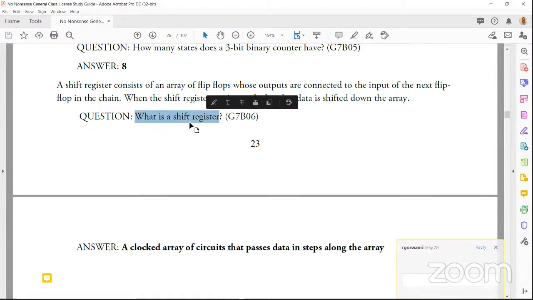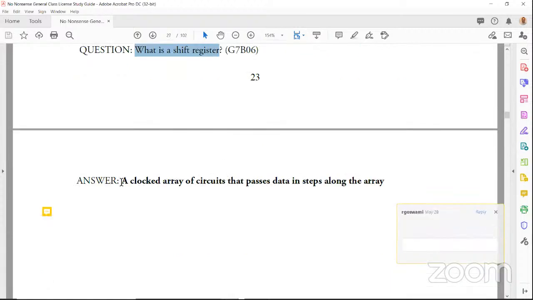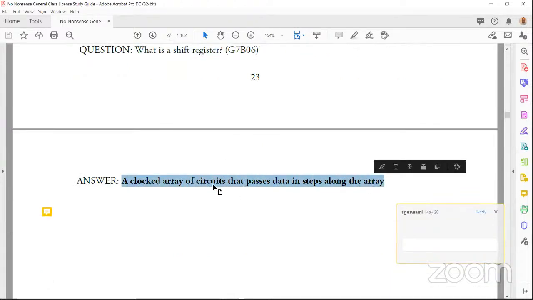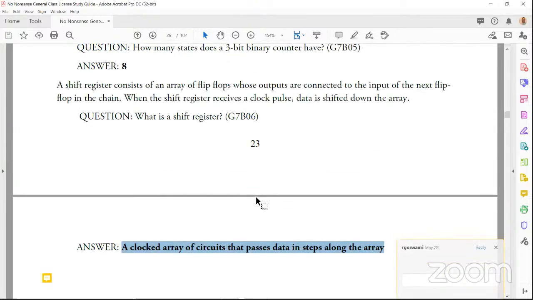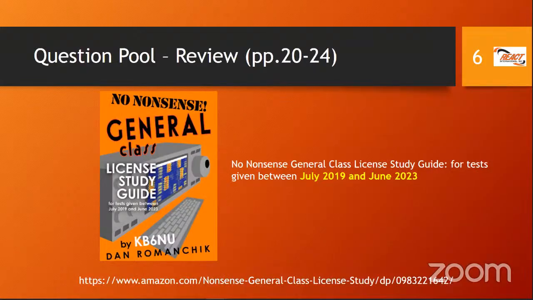And our last question in the question pool before we go into our theory is, what is a shift register? And we have defined a shift register as a clocked array of circuits that passes data in steps along the array. So again, feel free to review the theory from last class via the slide deck or the video. Okay, so we go now into the theory for today's class.